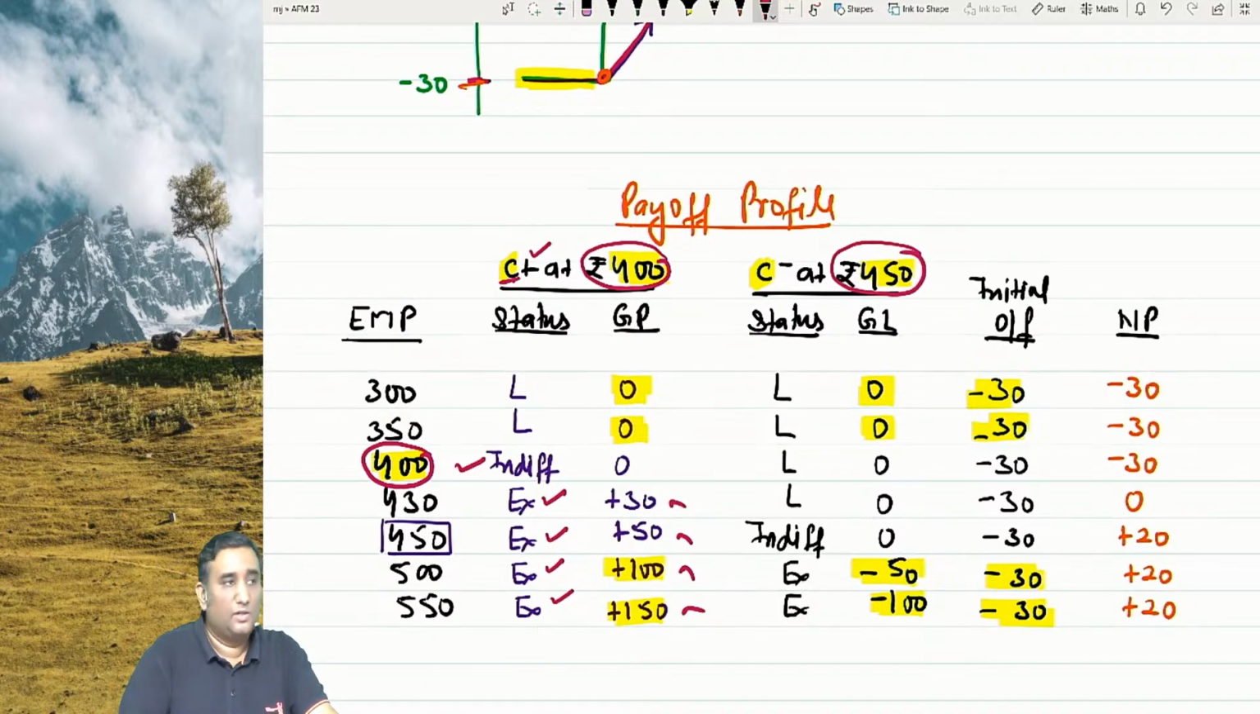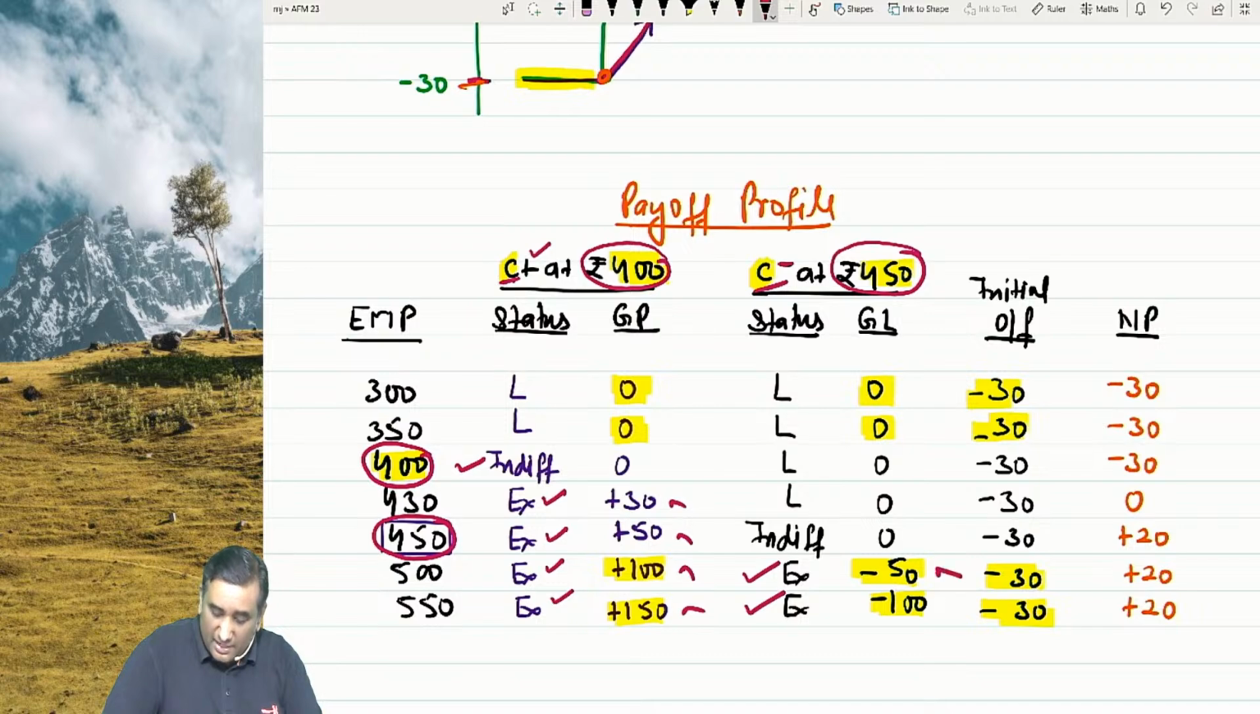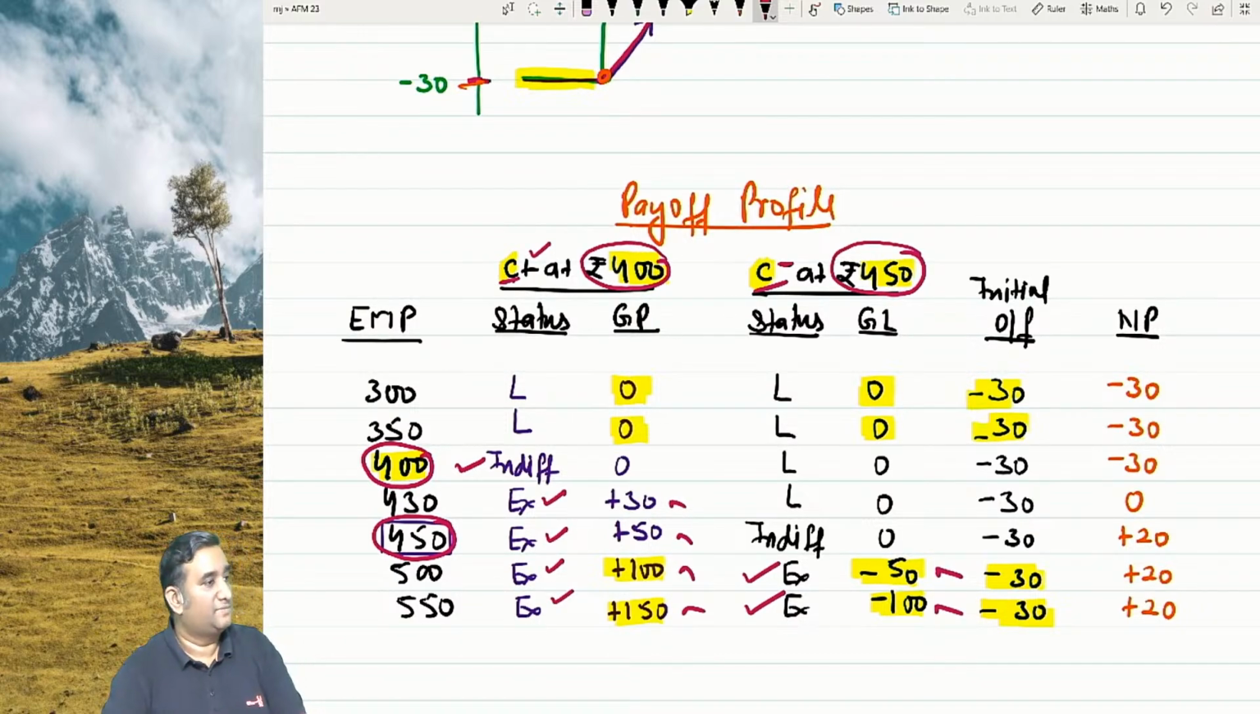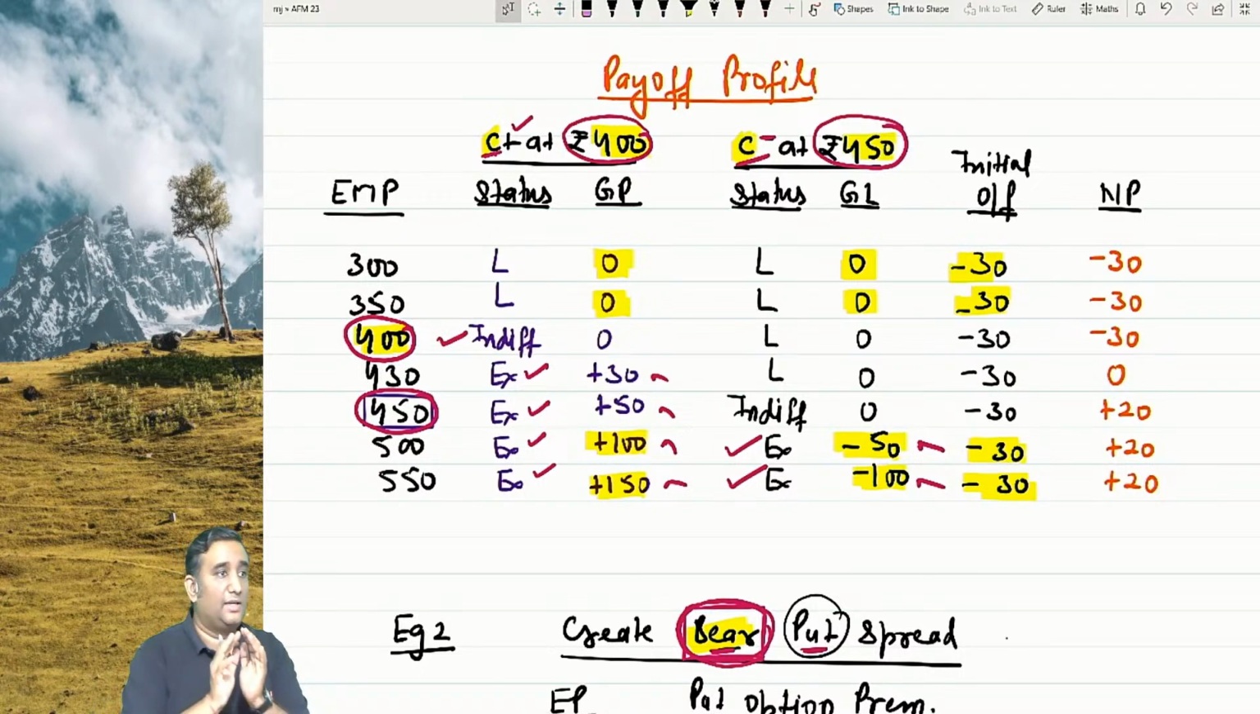Second part. Highlight what? 450. Then highlight what? Call. Upside, downside? Upside. Exercise. Then you look at writer, holder. Writer, in his books we write minus 50. Understand the way of doing, please. The way of doing is: first look at the strike price, then you look at call or put, and then look at holder or writer.